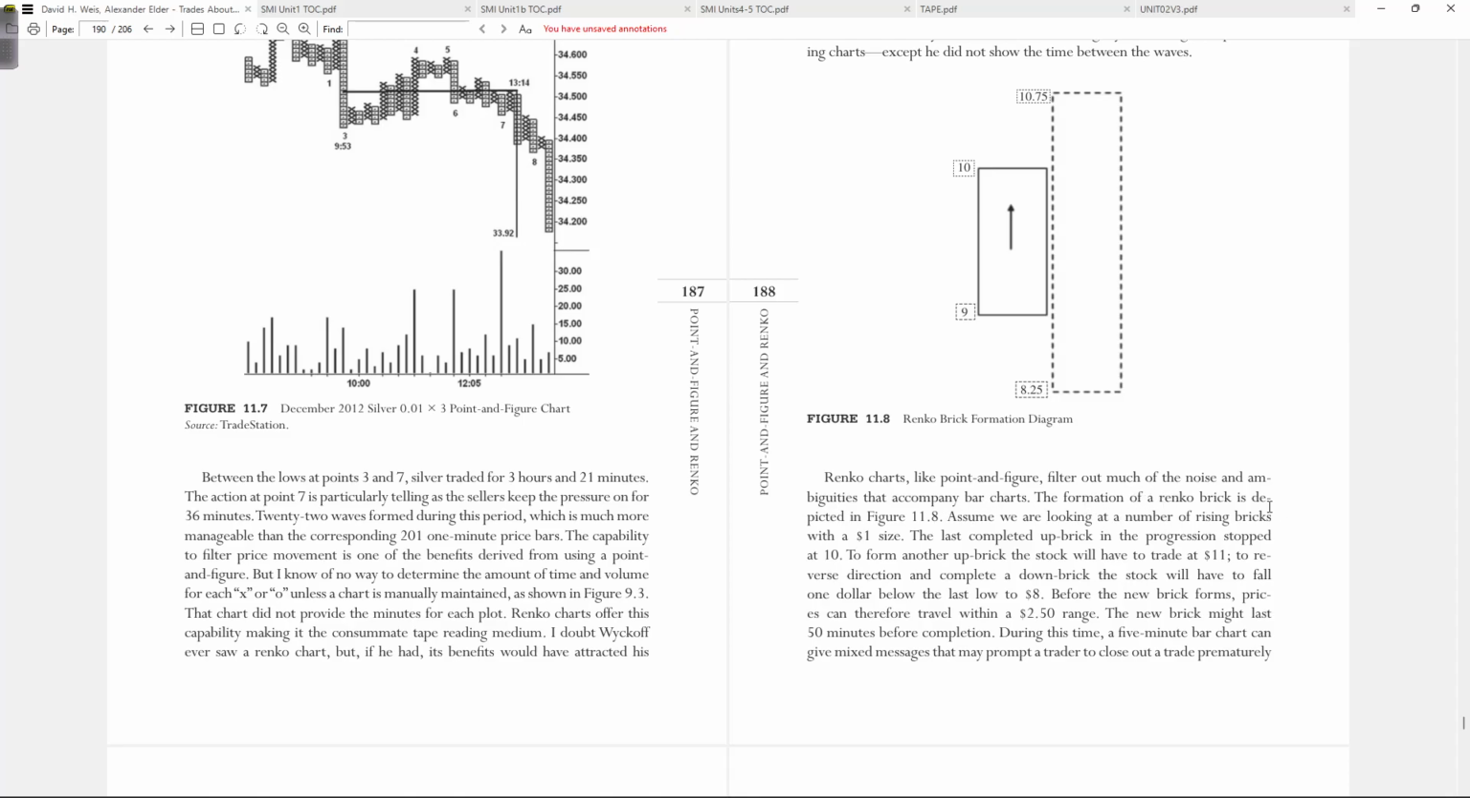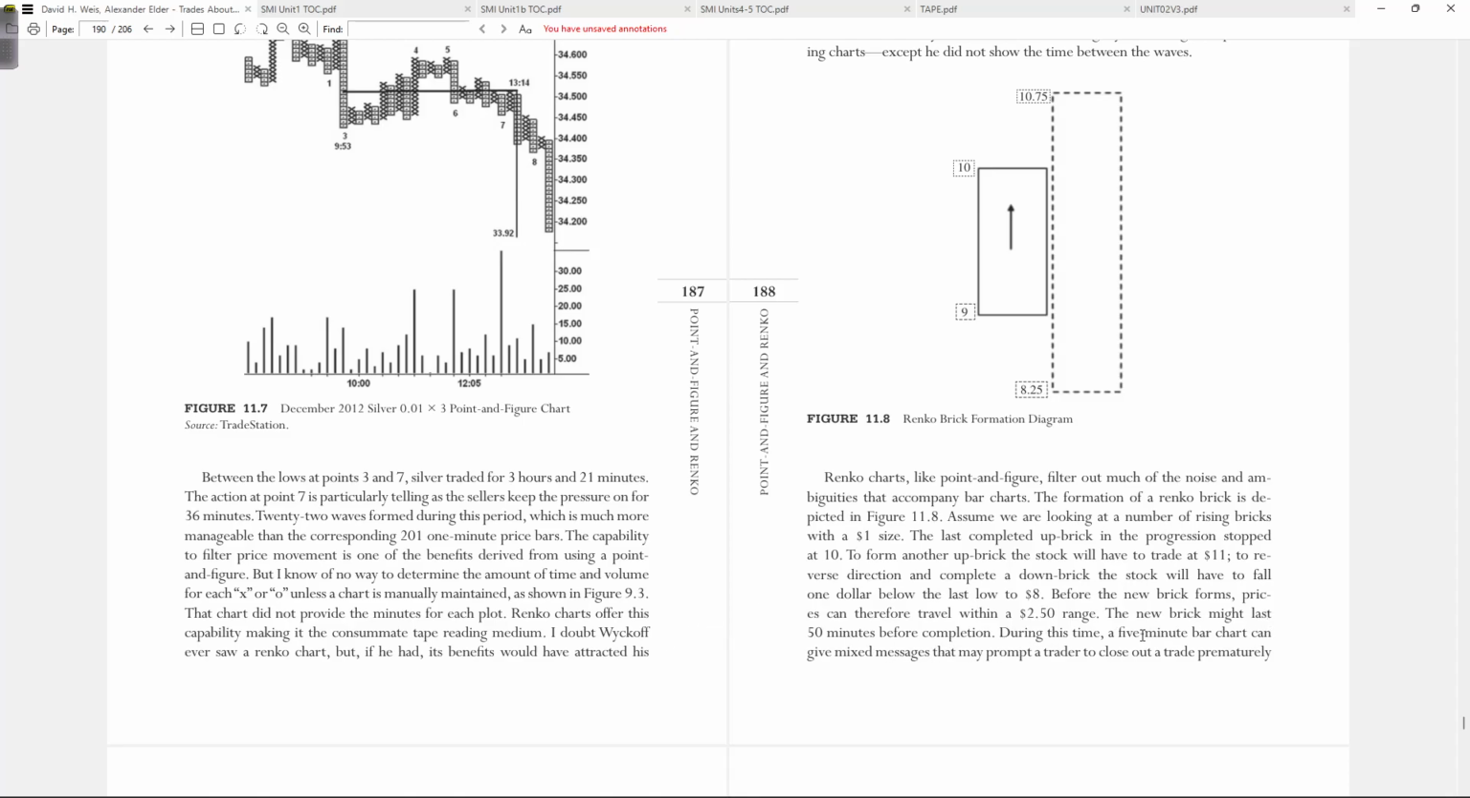The formation of a Renko break is depicted in figure 11.8. Assume we are looking at a number of rising breaks with a $1 size. The last completed up break in the progression stopped at 10. To form another up break, the stock will have to trade at $11. To reverse direction and complete a down break, the stock will have to fall $1 below the last low to $8 before the new break forms. Prices can therefore travel within a $2.50 range. The new break might last 50 minutes before completion.